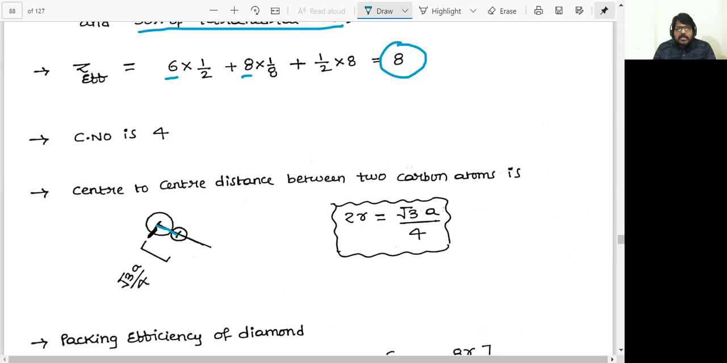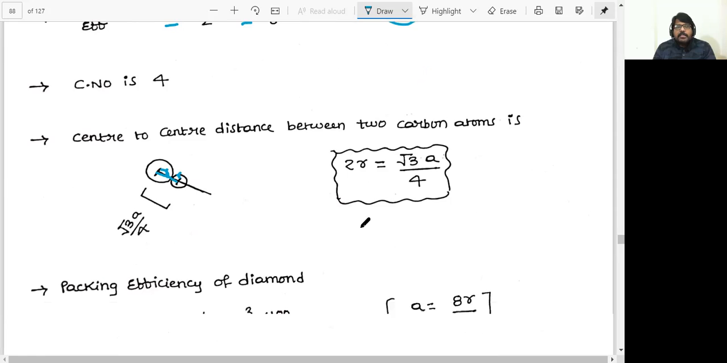And here this is carbon, this is also carbon. So this is radius of carbon, this is radius of carbon. So that is 2r, where r is radius of carbon. 2r is equal to root 3 times a by 4. This is the radius of carbon. And finally, we need to find the packing efficiency of the diamond.